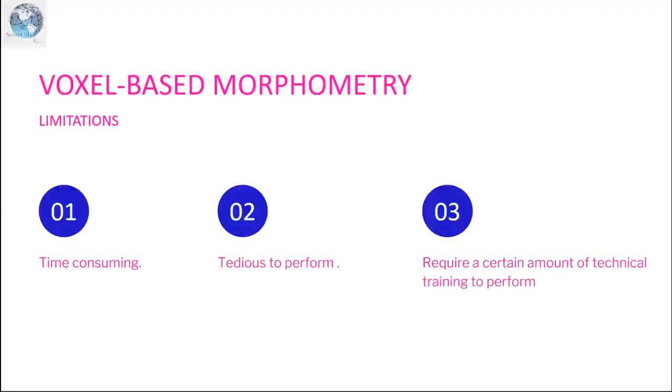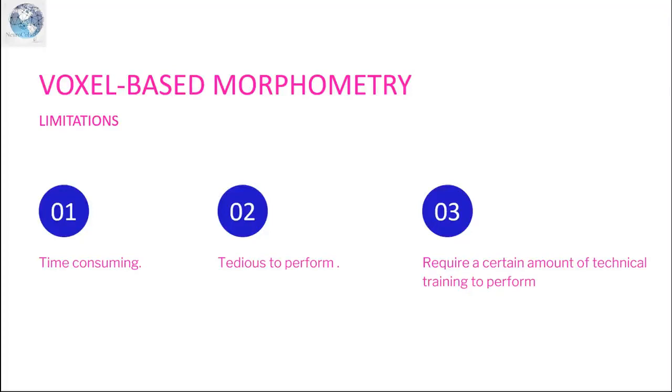VBM is a valuable tool for studying brain structure and functions. It allows for the detection of subtle changes in brain morphometry that may be associated with this disorder. However, it is important to note that VBM results should always be interpreted in conjunction with other clinical and behavioral measures to fully understand the implication of any observed structural changes.